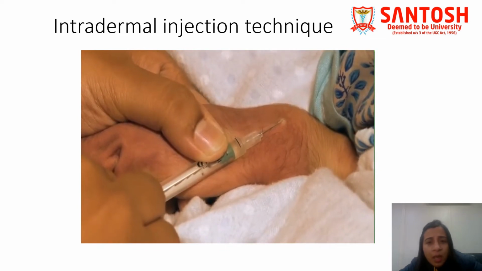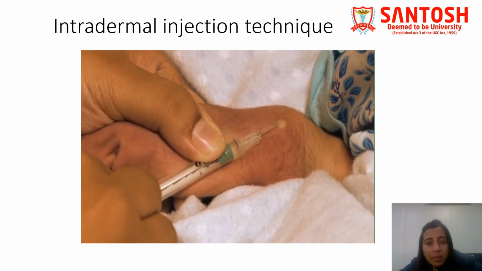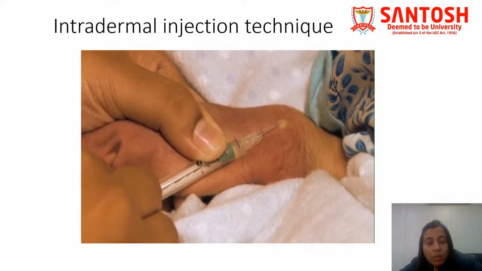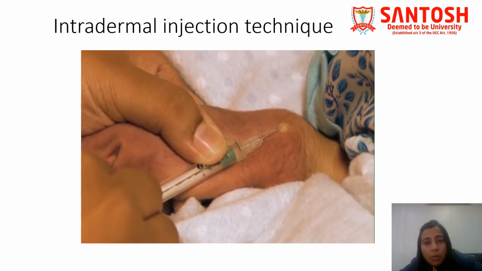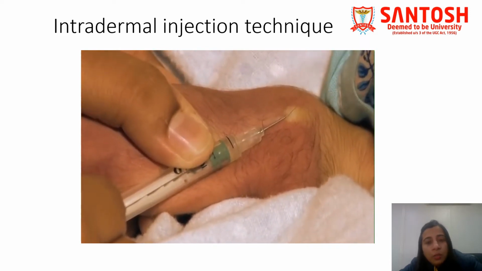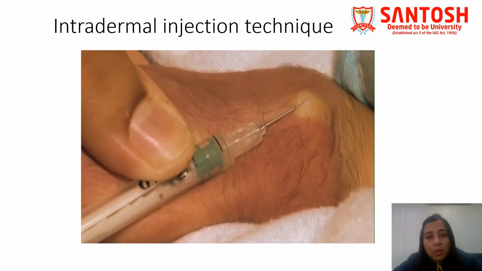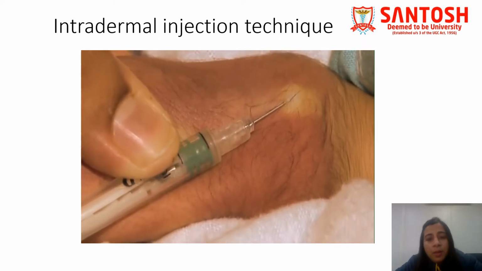So you can see that there is this area which is becoming more and more white and a bump is forming. So that is the site where the vaccine is getting injected. So that is a good sign that it is being injected intradermally. So intradermal injections require some practice.